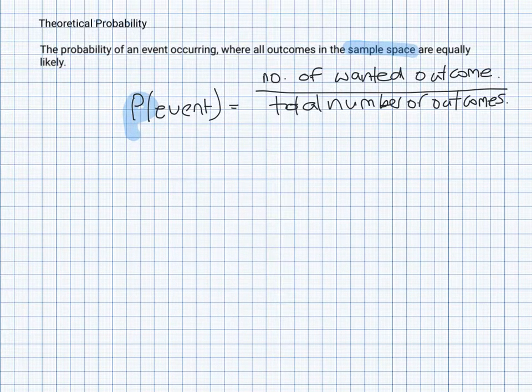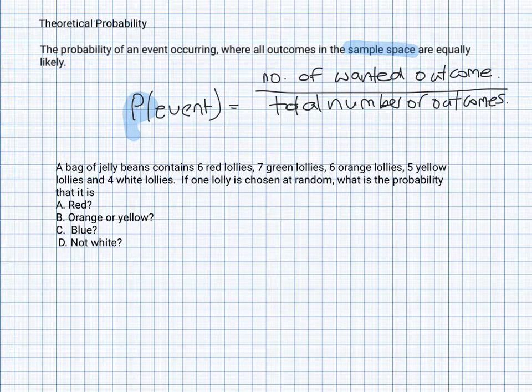Alright, so how do we work this? Okay, so we've got our question. We've got a bag of jelly beans. It contains lots of lollies of all different colours. And what we're going to do is work out, if one lolly is chosen at random, what is the probability that it is, and we've got the choices of, red, orange or yellow, blue, or not white. So let's see how we put these into our formula. I'm going to take a different page for each different section.